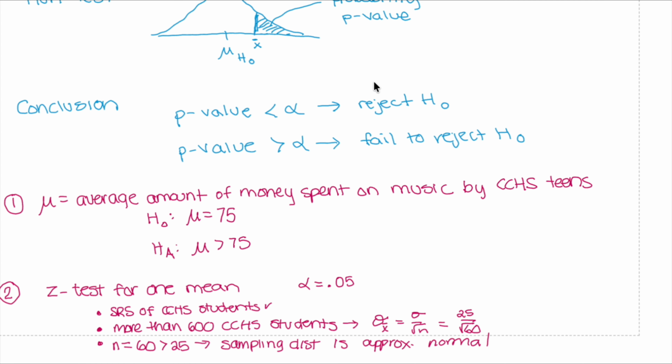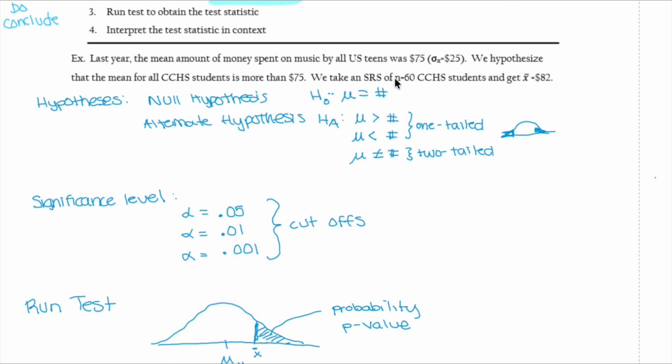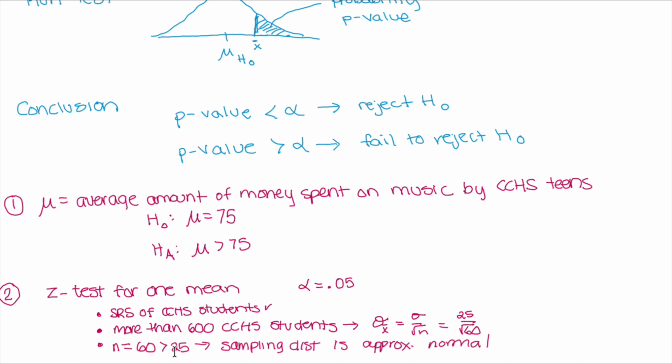So it's true, so then we can draw the conclusion, which is the standard deviation of the sample is going to be equal to the standard deviation of the population divided by the square root of sample size, which is 25 divided by the square root of 60. And the third condition is n is equal to 60, because this is the sample size given to us. And is it greater than 25 or not? Well, it is. So we can draw the conclusion that the sampling distribution is approximately normal.